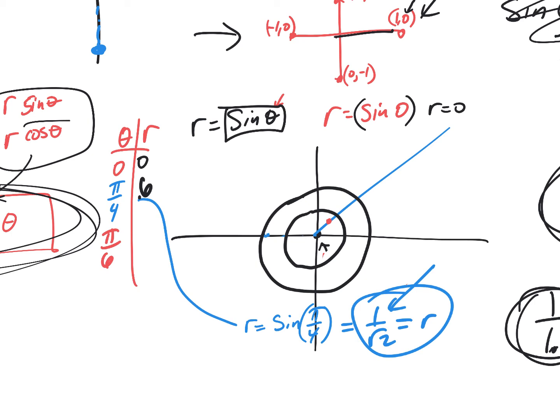All right, let's do pi over 6 and 2 pi over 6. Yes, I know that can be simplified. Find those two next. Everybody figure out pi over 6 and 2 pi over 6.